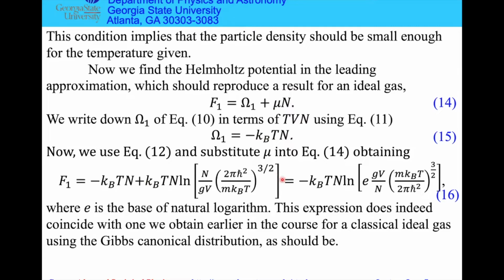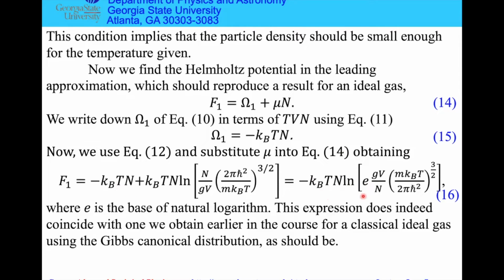The only thing we'll do to bring it to a conventional form is to use the inverse quantity with respect to g V over N times m kBT over 2 pi h squared, and change the sign of the logarithm to minus. So these two terms will have the same sign, minus. And this term I will write as ln e, where e is the base of the logarithm. If we apply the property of the logarithm, the logarithm of e is equal to 1. So this gives me minus kBT N, this term.